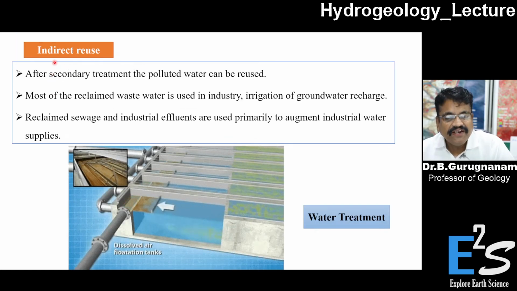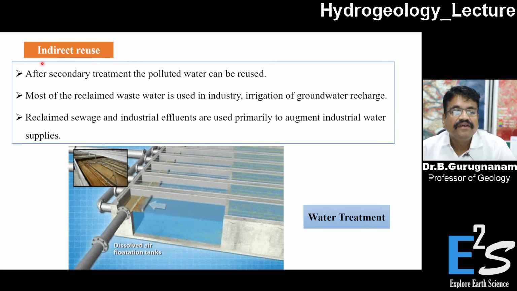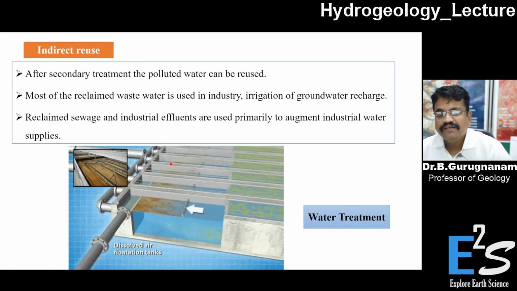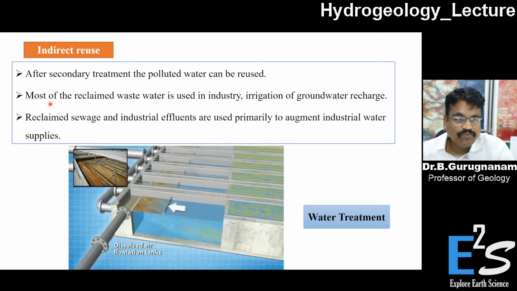What is indirect reuse? After secondary treatment, the polluted water can be reused. You see, they are processing in different stages, the first stage and second stage, pushing and then taking out. This is the water treatment plant. Dissolved air is pumped continuously in the flotation tanks, and finally you will get better water. Most of the reclaimed wastewater is used in industry, irrigation, and groundwater recharge.